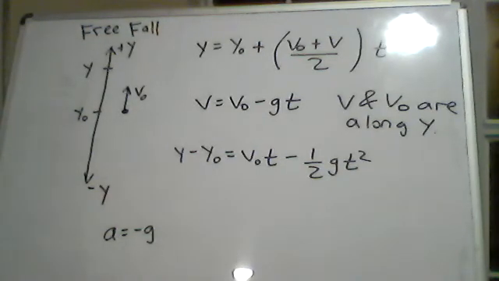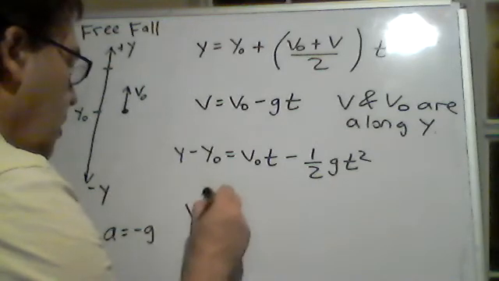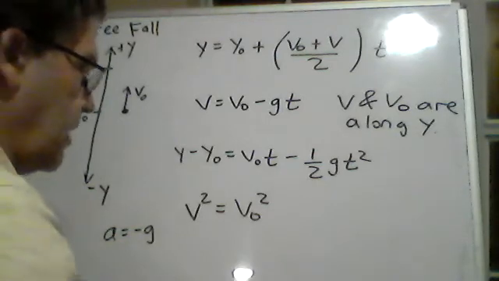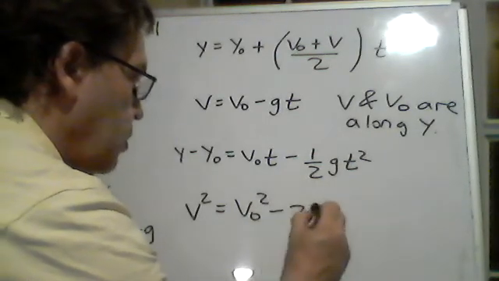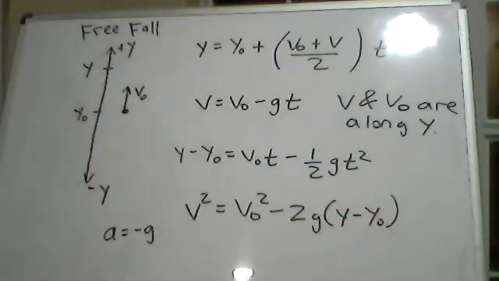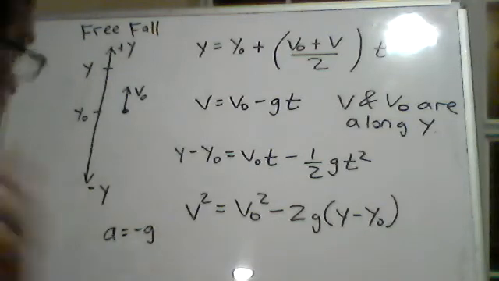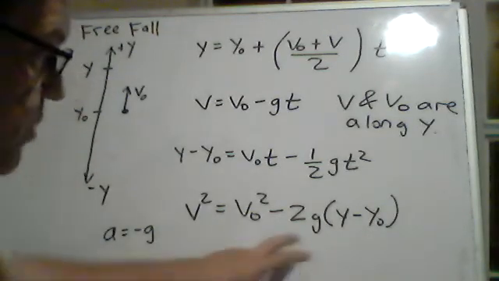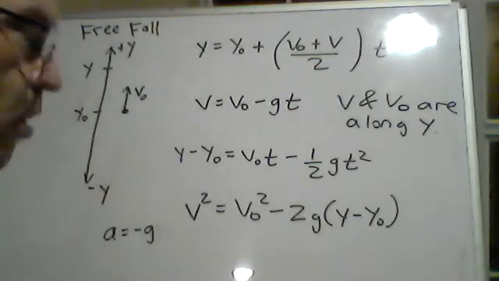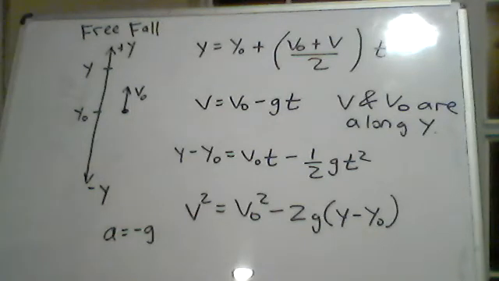And then the final equation I derived was v squared equals v naught squared, and I used to say plus 2a times x minus x naught. Now it's going to be minus 2g times y minus y naught. So I changed the x's to y's, and I changed the positive a to a negative g. Those are the kinematic equations for free fall, for an object moving in a gravitational field with a constant gravitational acceleration.